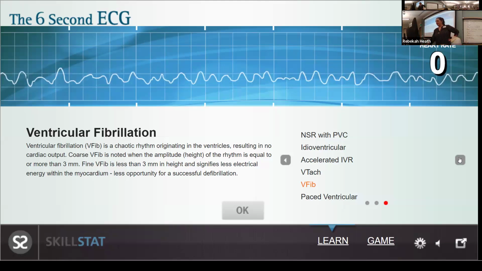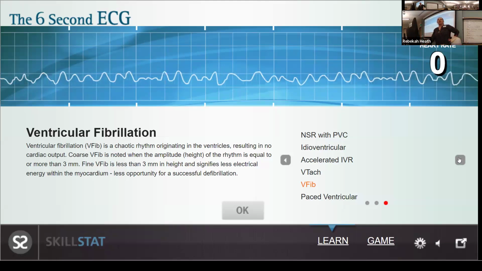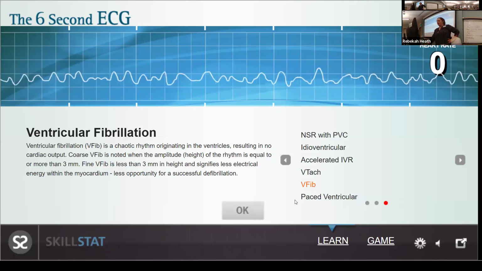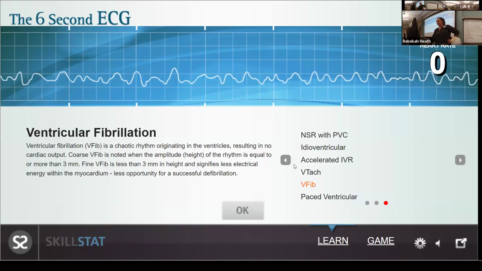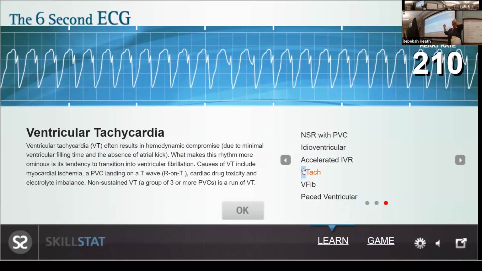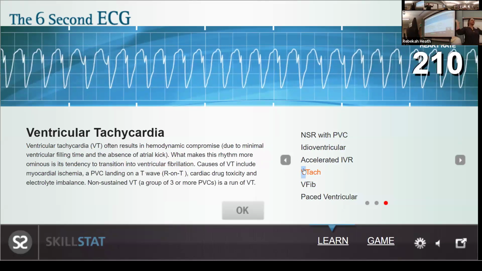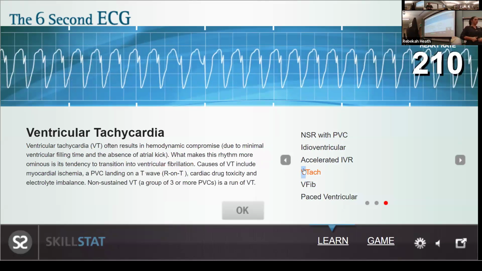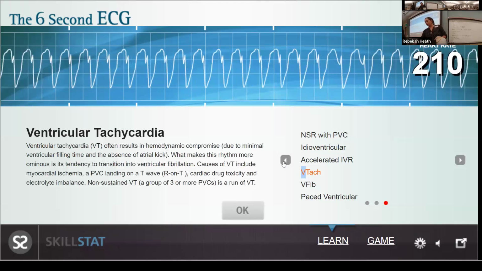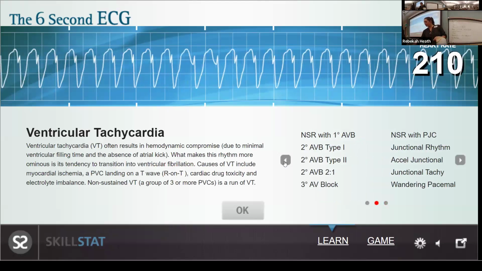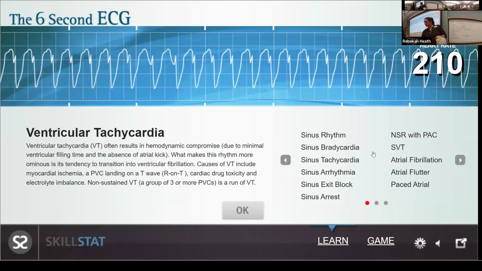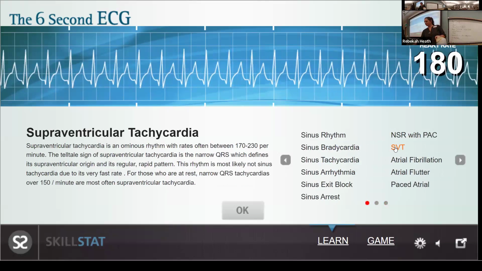What's the difference with supraventricular tachycardia versus ventricular tachycardia? Good question. Ventricular tachycardia has nice big wide waveforms, and it's wide because the signal is coming from the ventricles. That's what's saying when to beat. With supraventricular tachycardia, does it have it on here? Oh, there we go. Thank you.